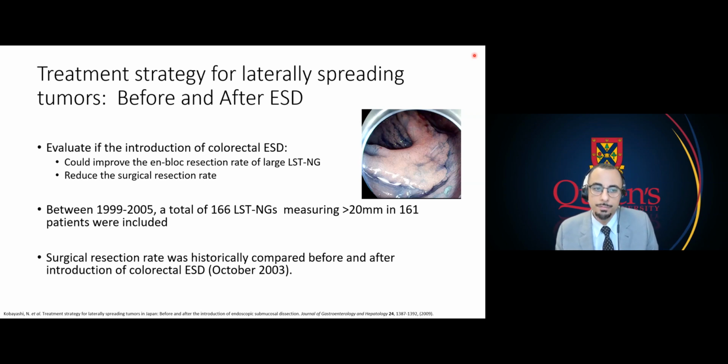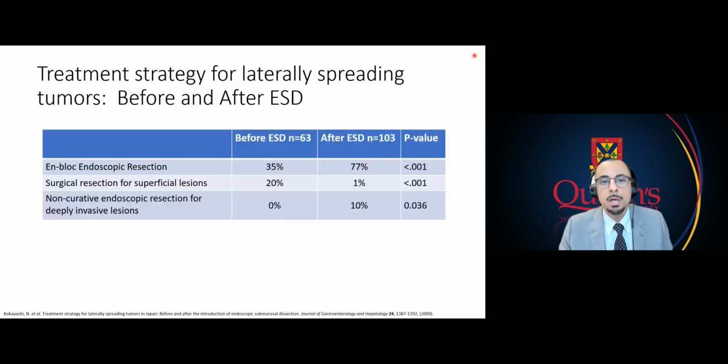So they looked at the cohort of 1999 to 2005. A total of 166 of these lesions greater than 20 millimeters were removed, in 161 patients. The surgical resection rate was historically compared before and after the introduction of colorectal ESD. Before ESD, the en bloc resection rate for these lesions greater than 20 millimeters was only about 35%, and after ESD it was 77%. The surgical resection of superficial lesions, ones with mucosal or superficial carcinoma, was 20%, and after the implementation of ESD was only 1%.